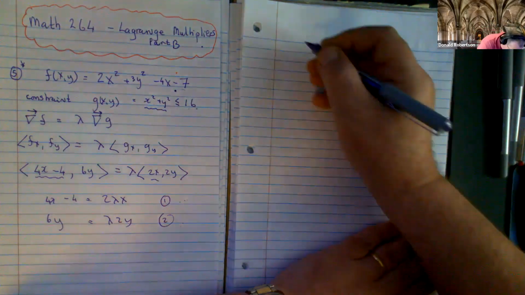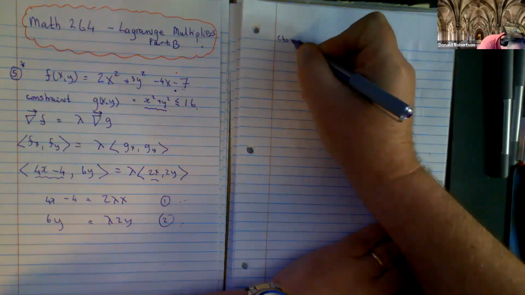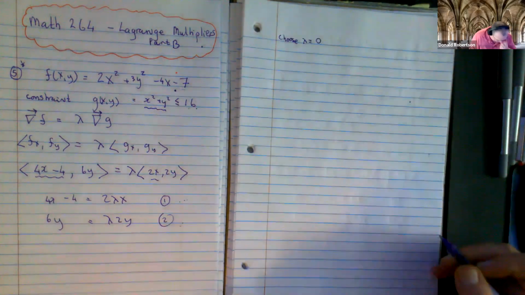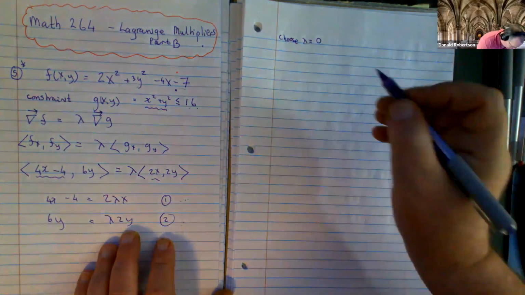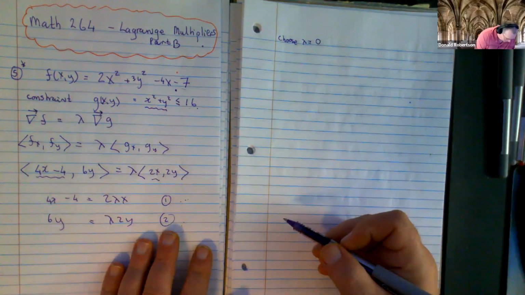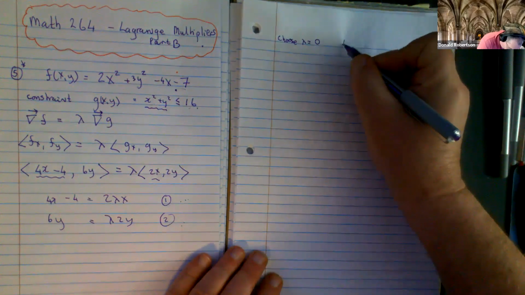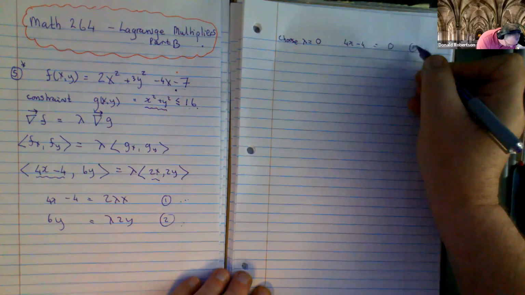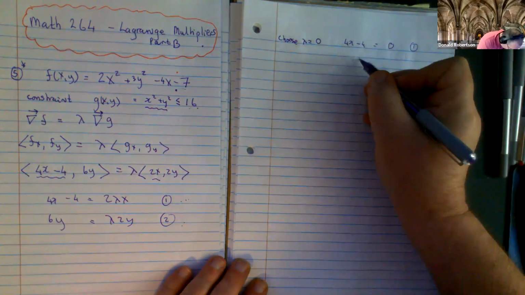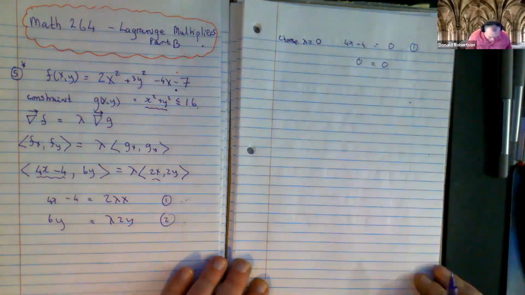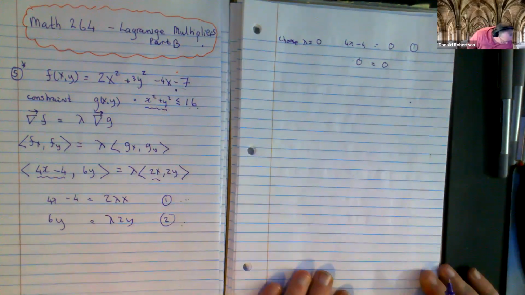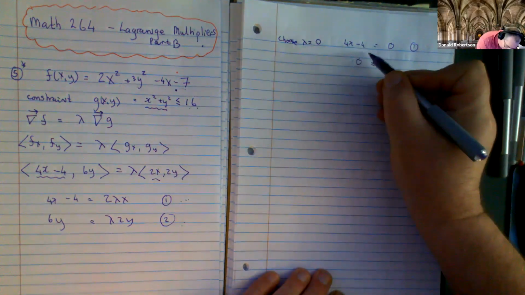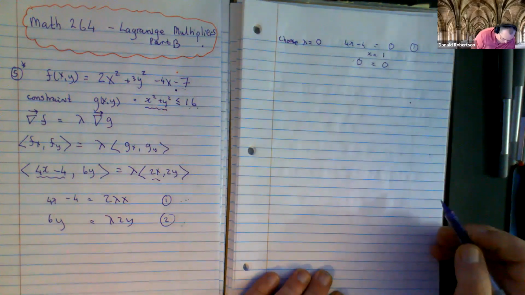And we do two situations. The first one is you choose or assume that lambda could be 0. Now, if lambda is 0, which could happen here, this equation becomes 4x take away 4 equals 0. And this one here becomes essentially 0 equals 0, which doesn't tell me anything. But this one here tells me that x could be 1.